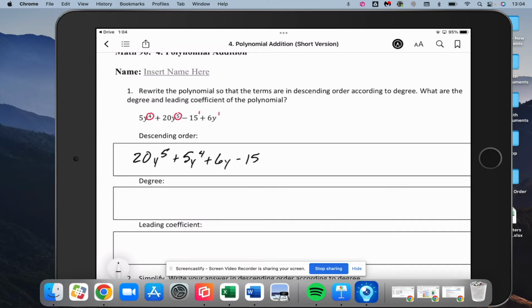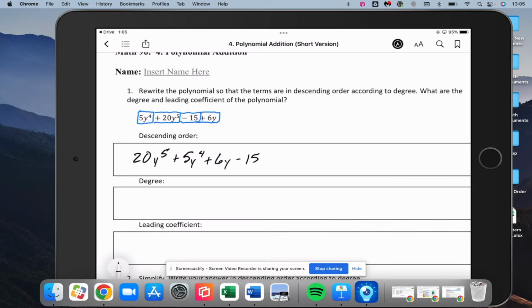And so you heard me say negative 15 instead of minus 15. And the reason for that is I find it to be really helpful to sort of think about these things independently of one another. And I like to draw a box around them. So like 5y to the fourth, that's a positive 20y to the fifth. That's a negative 15. That's a positive 6y. And so if I draw a box around like that, it helps me remember that that negative is attached to the 15, and I don't accidentally forget it. So that's just a little trick that helps me.